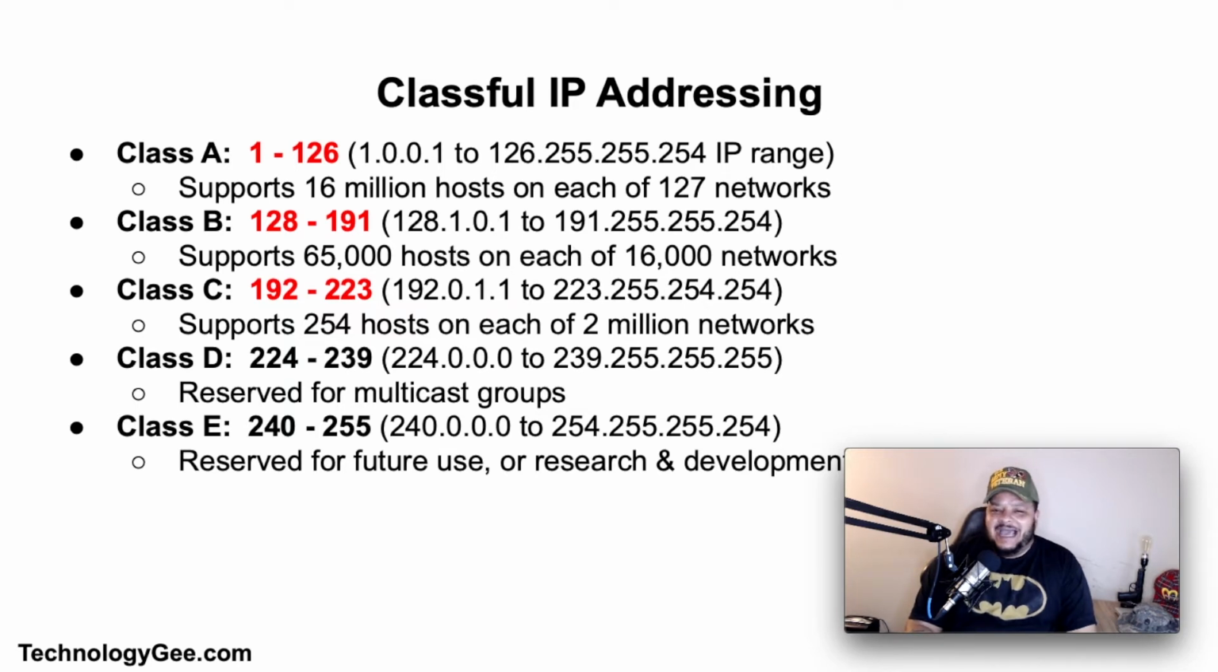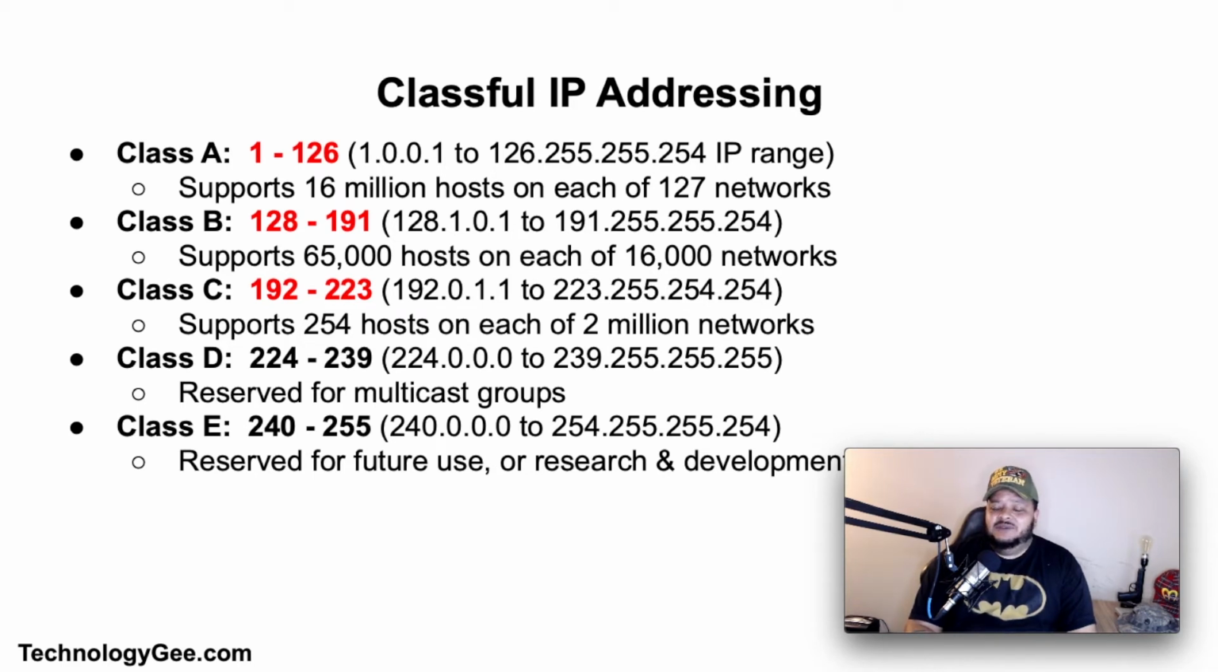So you have class A, and that ranges from 1 to 126. So if you see an IP address in the first octet that starts with the number 1 all the way through the number 126, you are dealing with a class A IP address, and this can support 16 million hosts on 127 different networks. Then you have class B that ranges from 128 to 191.